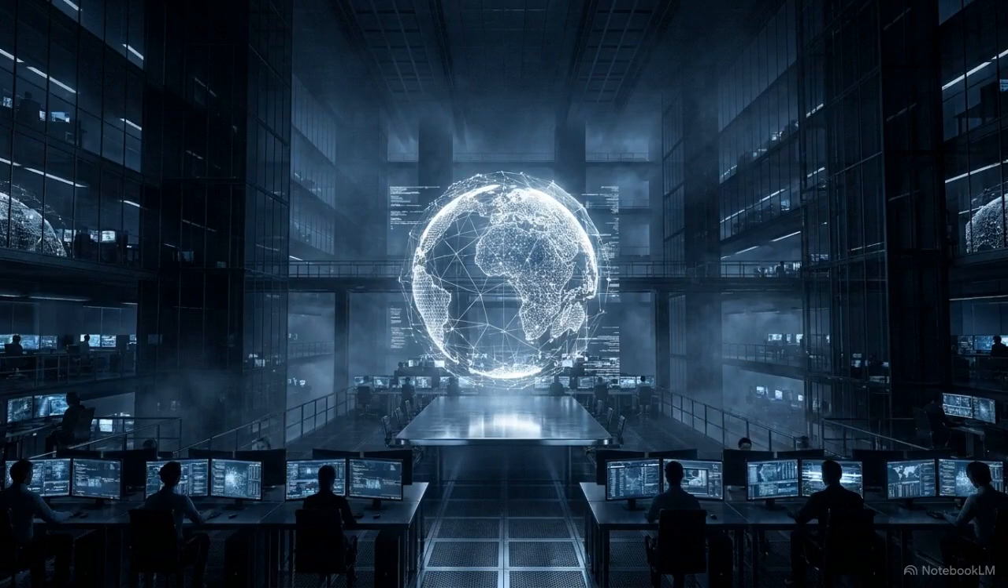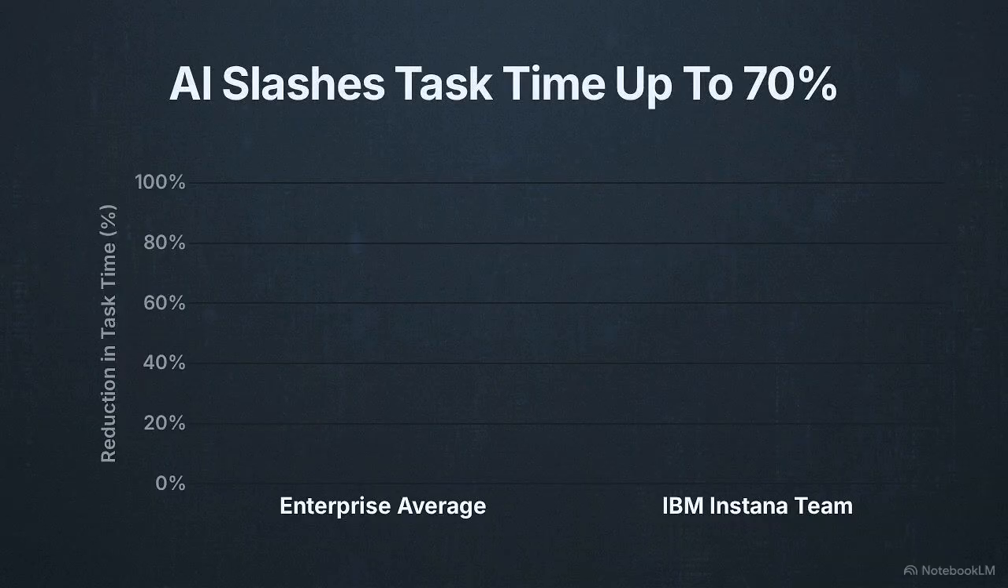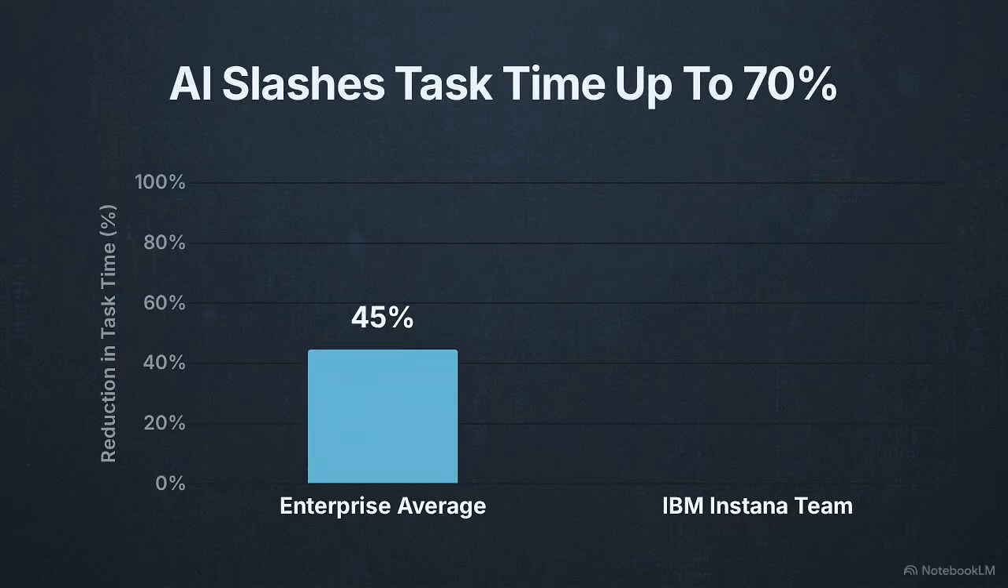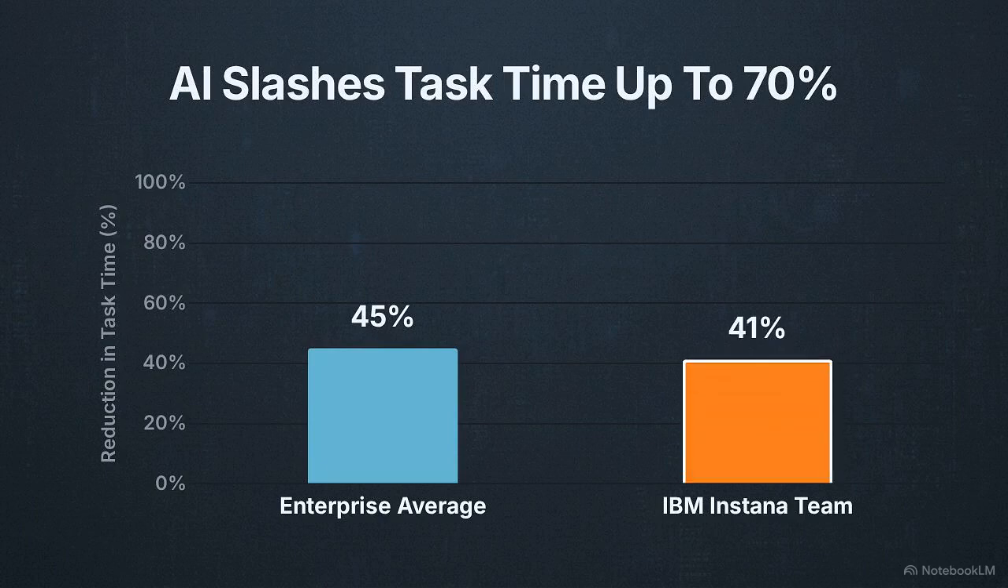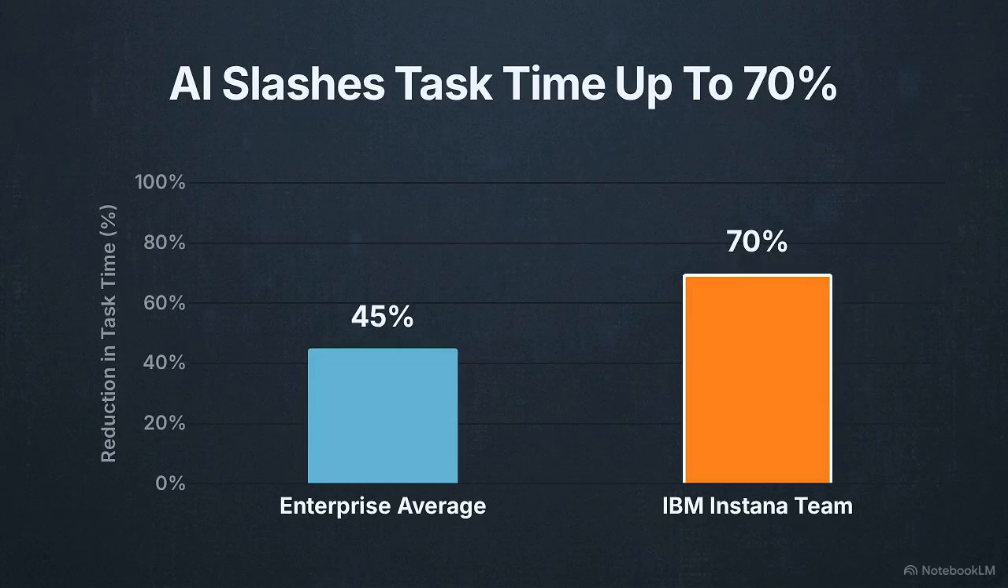This is not experimental technology. Bob is currently deployed and in active use by over 80,000 IBM employees worldwide. Across modernization, security, and new development, surveyed users report an average productivity gain of 45%. For specific teams, the numbers climb. IBM Instana developers recorded a 70% reduction in time on selected tasks, saving 10 hours every week.